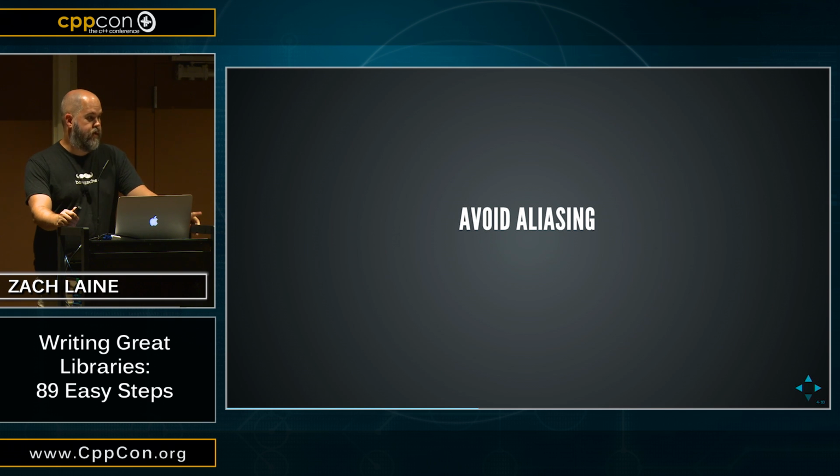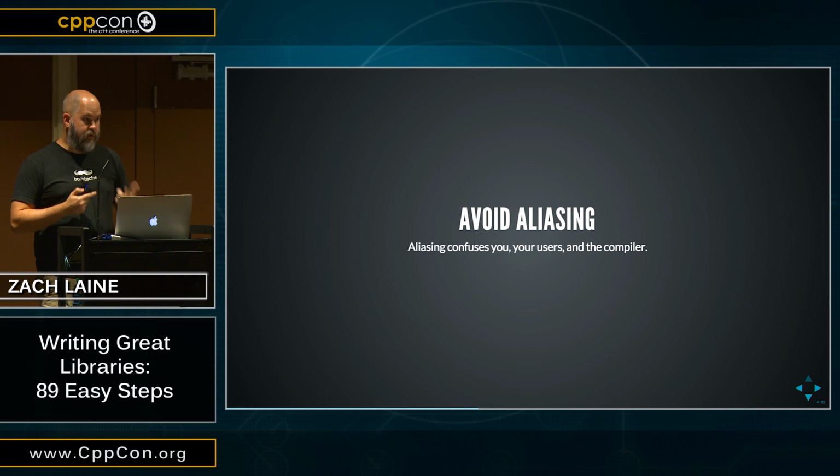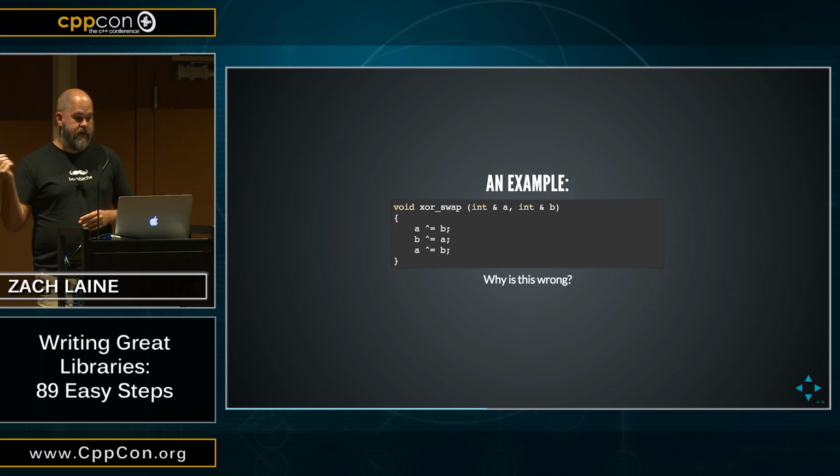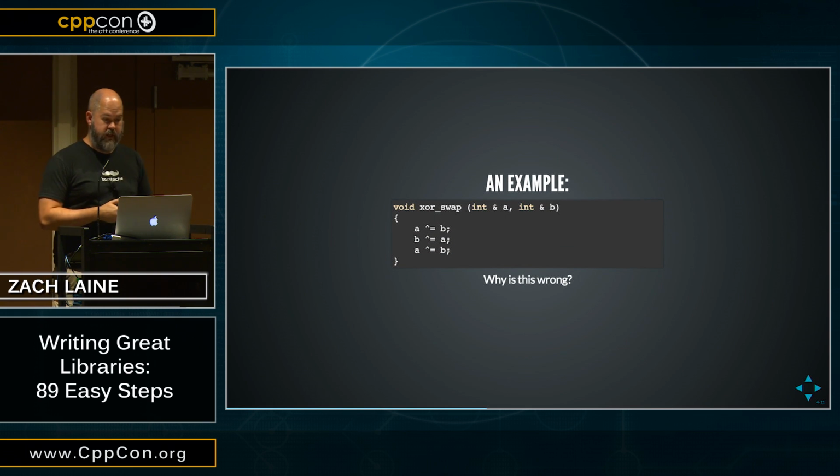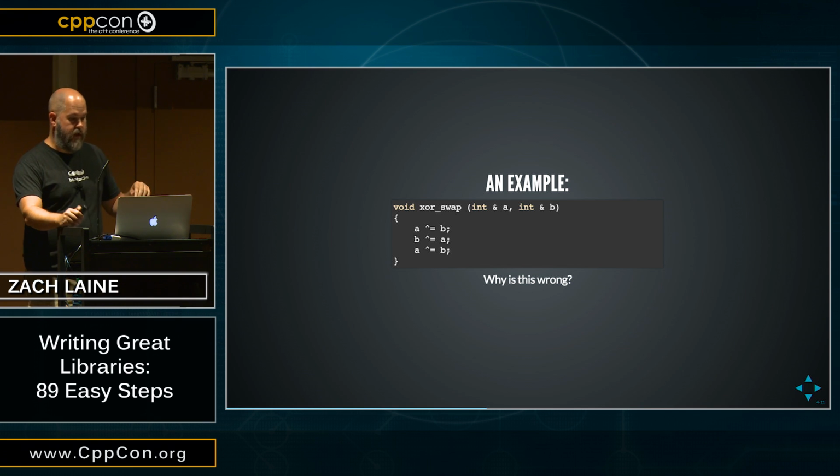So that means don't use pointers and references in your APIs because that allows you to alias values in those interfaces. So that confuses you when you're implementing, that confuses your users who are using the API, and it confuses the compiler too. The compiler generates worse code when you do that. So here's an example. It's a pretty classic example of a wrong implementation of XOR swap. Does anyone know why this is wrong? Anyone? If A and B are the same, the first statement zeroes them out. So if I pass in A and B, but they're the same object, instead of swapping with itself and becoming a no-op, it actually zeroes that thing out.